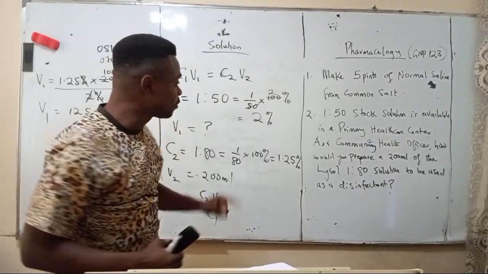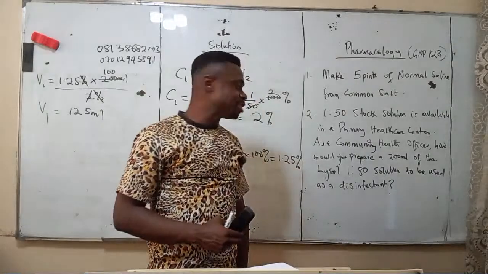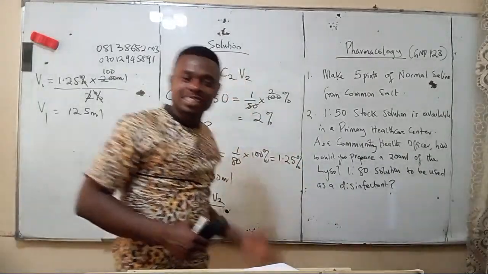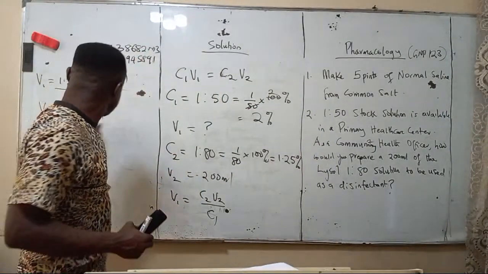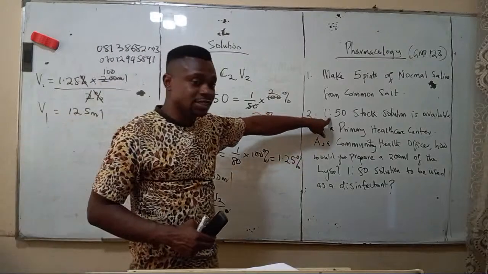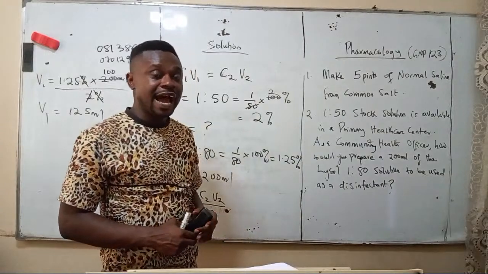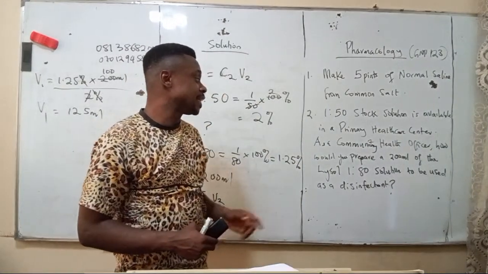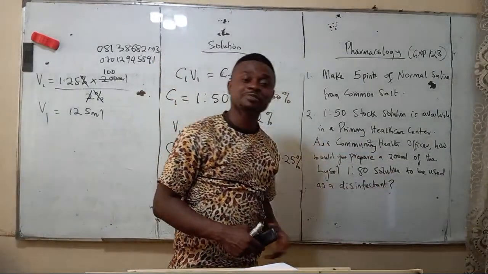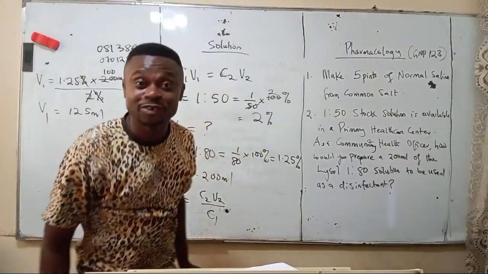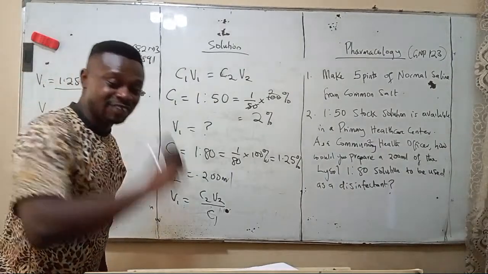Remember what the question says. The question says, how would you prepare 200 ml of a Lysol solution? It's simple. From the stock, take 1.25 ml, because this is the volume of the stock solution you will take. Take 1.25 ml of the stock solution and add water to make it up to 200 ml. If you do that, you have produced 1 in 80 solution for disinfectant. Simple.